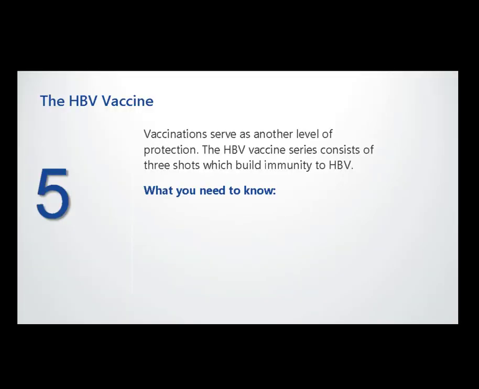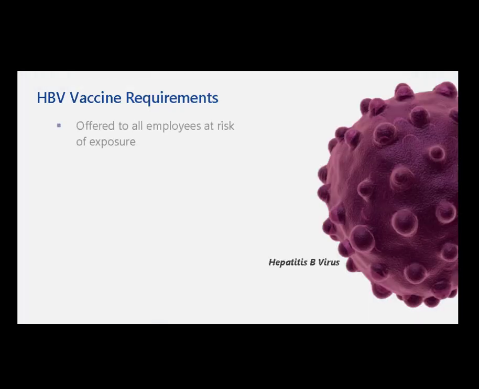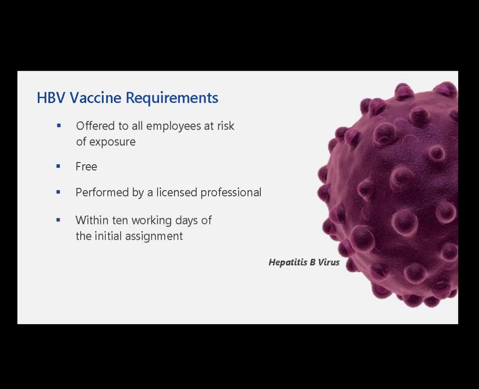Vaccinations serve as another level of protection. The HBV vaccine series consists of 3 shots which build immunity to HBV. Here's what you'll need to know: guidelines for hepatitis B vaccination, and the guidelines for opting out of vaccinations. The vaccine is offered to all employees at risk of exposure. The vaccine is free and performed by a licensed professional. It needs to be administered within 10 working days of the initial assignment. It should be at a reasonable time in an accessible location.